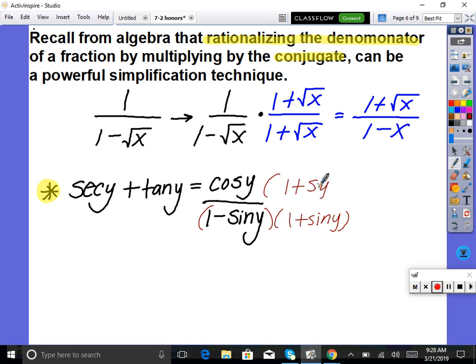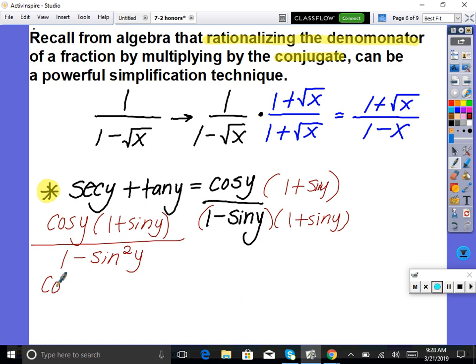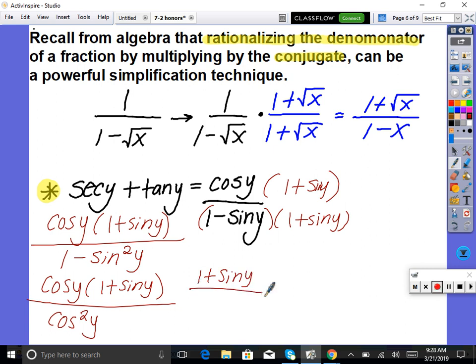Now I wouldn't distribute sine of y, unless I end up wanting to in the end. Unless nothing simplifies, I would leave it as factored, but you might end up multiplying it out. So for now, let's leave it factored. Cosine of y times 1 plus sine of y. Now on bottom, don't I get 1 minus sine squared y? So then I have cosine of y times 1 plus sine of y over cosine squared y. So then don't those divide out? So then I have 1 plus sine of y over just cosine of y.